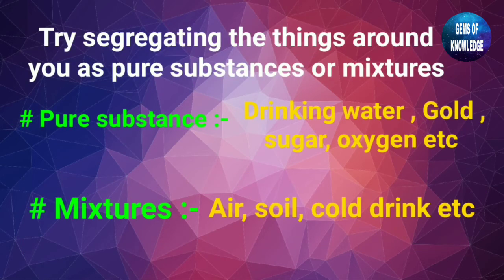So the next question here is, try segregating the things around you as pure substances or mixtures. So we have to use our surrounding things and try to segregate them into pure substances as well as mixtures. Into pure substances we get drinking water, gold, sugar, oxygen, etc. These are nothing but pure substances, whereas mixtures include air, soil, cool drink, etc.